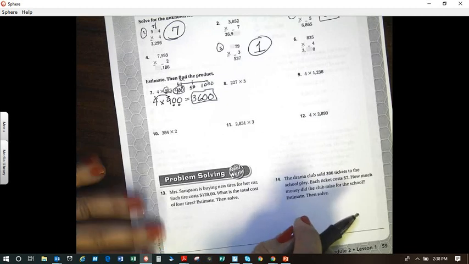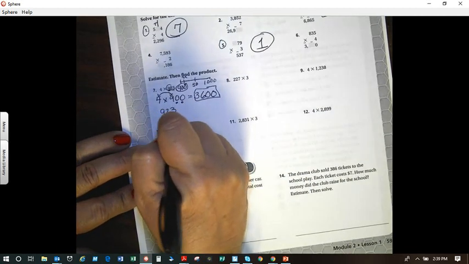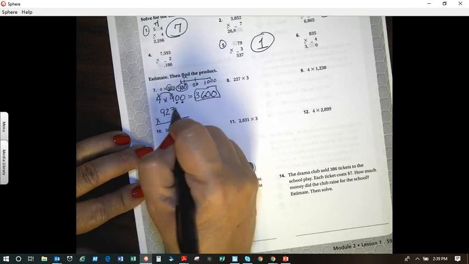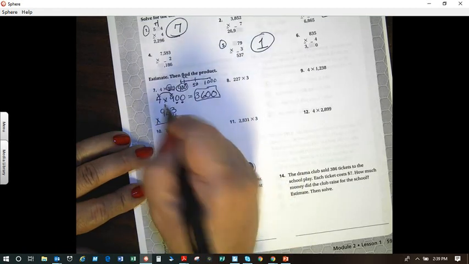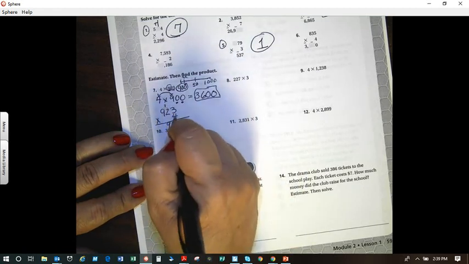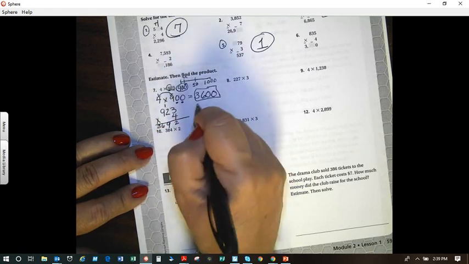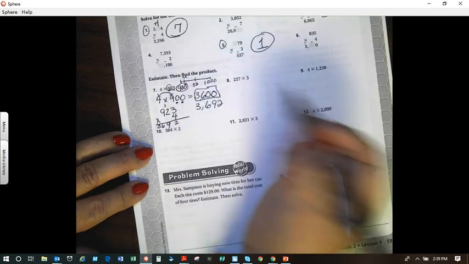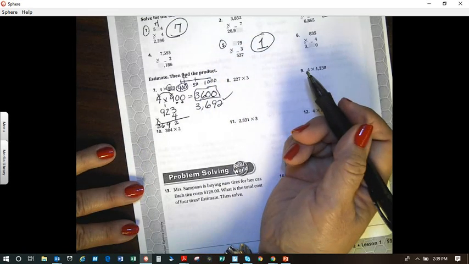Now I need to look for my actual. So I have 923, and if you don't have enough room, go to a sheet of paper. I think I'm going to do that. 4 times 3 equals 12. Regroup my 1. 4 times 2 is 8, plus 1 is 9. 4 times 9 is 36. So the actual answer is 3,692. Is this reasonable? Yep. Very good. That is reasonable.